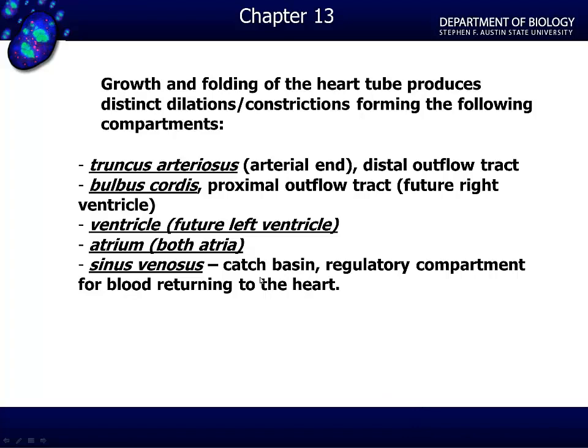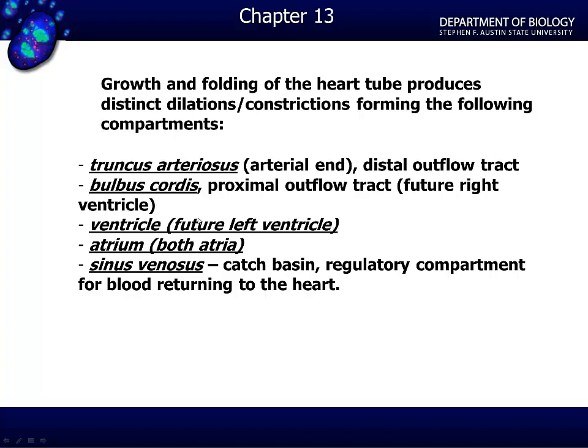Blood returning to the heart is going to first enter the sinus venosus. From the sinus venosus, blood will move into the single primitive atrium. Now, both atria are largely going to be derived from this precursor tissue. From the atrium, we'll move through an atrioventricular canal to a single ventricle. Now, this is going to form the future left ventricle.